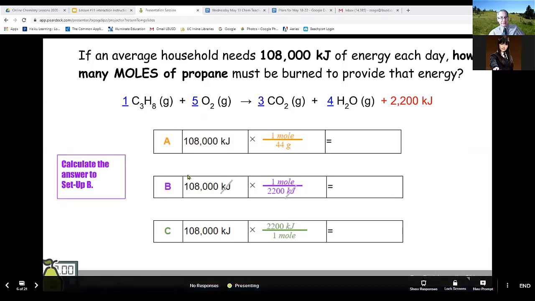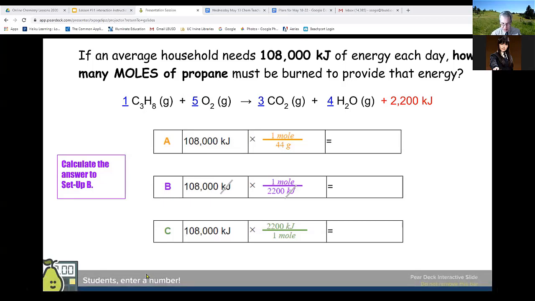So here, you can see on the Zoom screen, I guess on your Pear Deck screen also, that the kilojoules cancel, and therefore we're ready to do the calculation to get the moles. So please try to calculate your answer now. In this case, students will submit a number, and once again, for me, it comes up as a graph. For you, it won't come up as a graph. But try to use a calculator or your phone calculator or your Chromebook calculator to get an answer to this question.